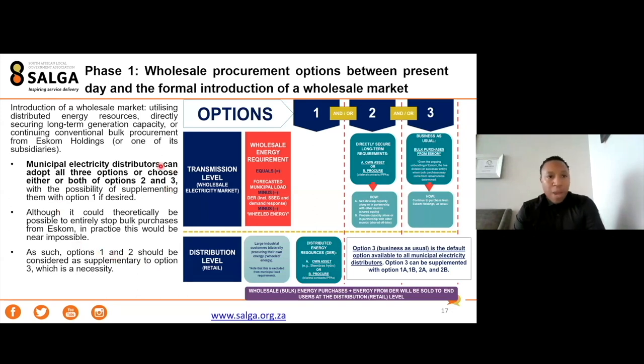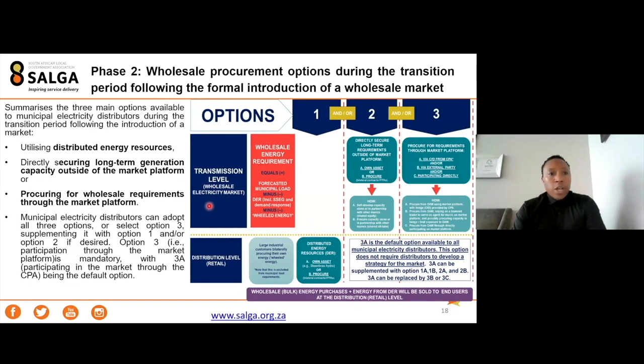So the municipalities can adopt all three options or choose to have a hybrid where they play in the market space and still keep also the supply agreements they have with Eskom as well. So in terms of option two, still here it's market operator and transmission operator, still the same.